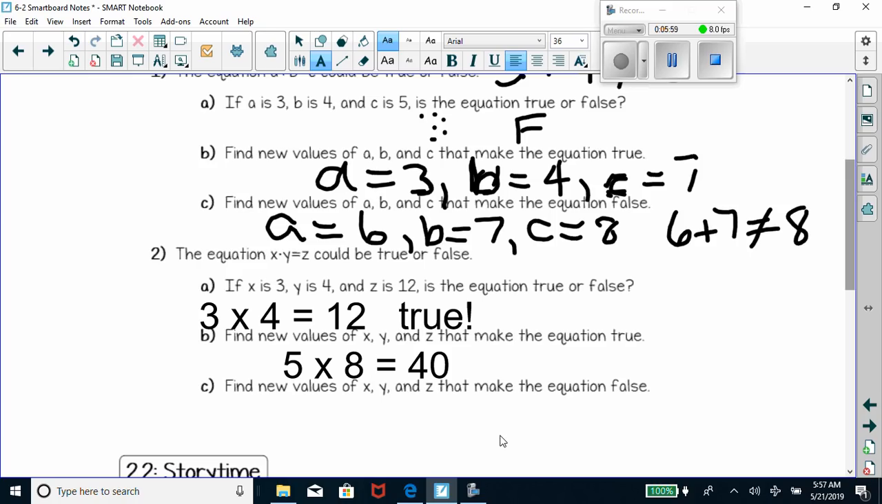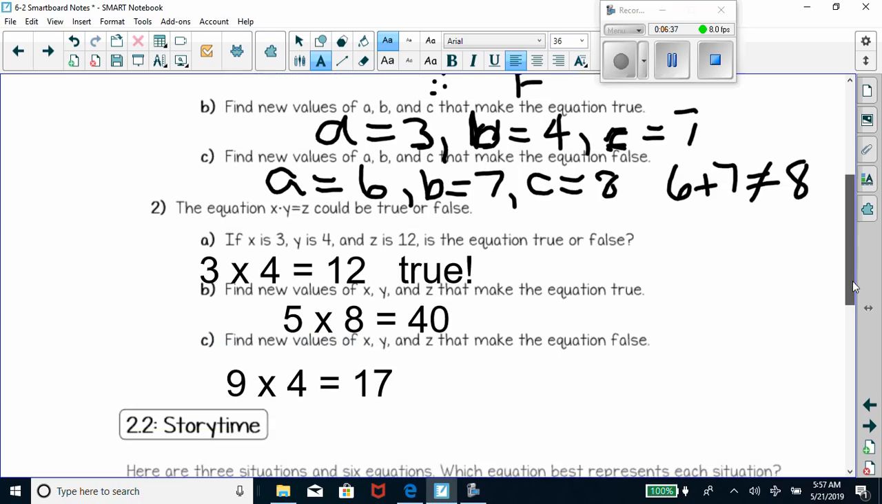In part C, find new values of x, y, and z that make the equation false. So we could just pick any numbers that we know when we multiply them together do not equal the third number. Again, infinite number of solutions here. How about 9 times 4, which I know equals 36. So I can pick any value of z that is not 36 and have this be false. So let's just pick 17. Okay, all right, so that is our warm-up.